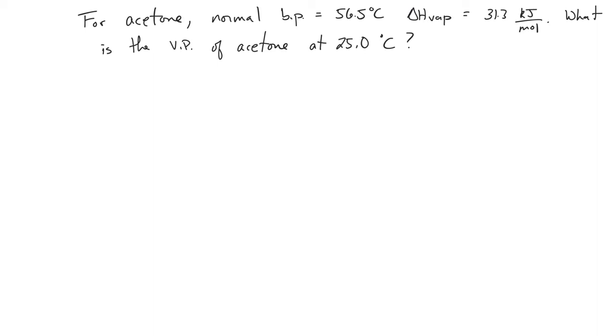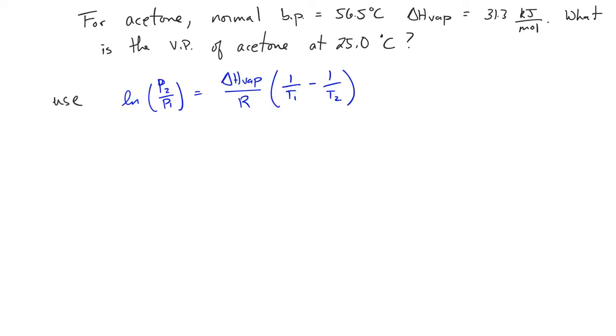For acetone, the normal boiling point is 56.5 degrees Celsius. Enthalpy of vaporization is 31.3 kilojoules per mole. The question wants to know, what is the vapor pressure of acetone at 25 degrees Celsius? So for this problem, we can use the Clausius Clapeyron equation. We have to do some converting, though, because the temperatures have to be in Kelvin. They've been given to us in degrees Celsius. We also need to convert our delta H of vaporization into joules.